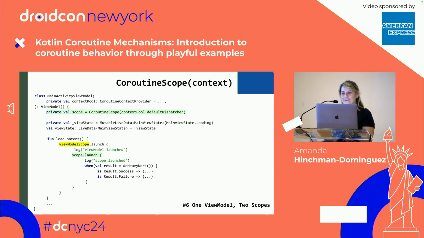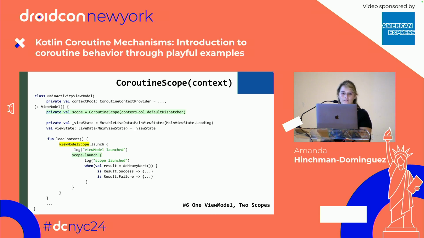Take the case of this main activity view model, which uses live data to reflect back in composable UI. I know live data is outdated, but if we started introducing flow, this talk is going to be like 2 hours long. So we're keeping the scope as small as possible. Okay, so main activity view model, it makes use of both the view model scope and the custom scope.